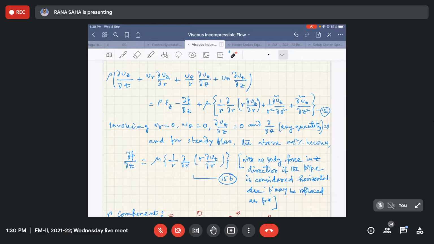So basically this is the body force term, which will be 0 for a horizontal pipe. Apart from that, we have this del P del Z, which will be there. If you start from the left-hand side, the first term for steady state will go. This term will be 0. Then the second term, del Vz del R.